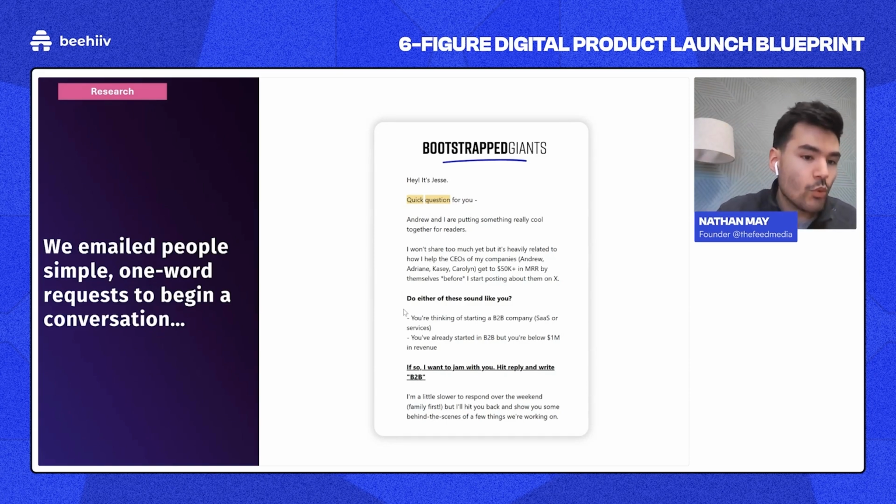What we did was we emailed people simple 1-word requests to begin a conversation. You can see here on the right-hand side, we talk about how we're thinking about putting something together really interesting for readers. Here's some different social proof. Here's who we think this thing is going to be for. If you're in B2B and below a certain amount of revenue, if you're interested in talking, just write back 1 word. We made it as easy as possible. We're not asking for some long, extensive response at first. We just want to get them to the next step, the easiest one. So just 1 word. And then we initiated a conversation.